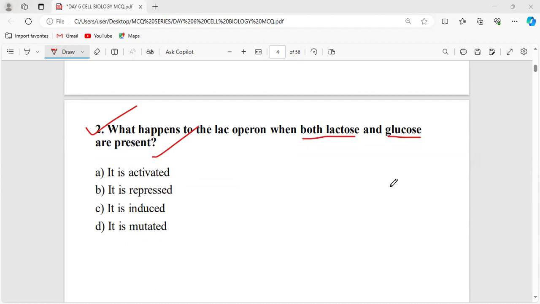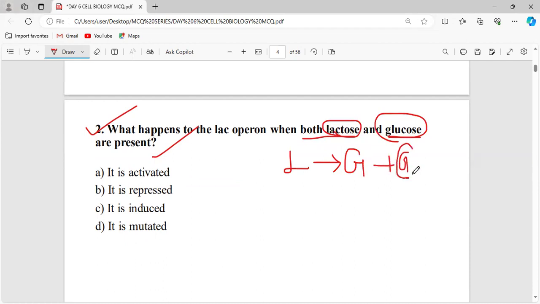See, glucose is a basic monosaccharide. We know that. And lactose is a disaccharide, and lactose has to be broken down into galactose and glucose. Only then will the glucose be taken by the bacteria. If glucose is already present in the medium, what would the bacteria prefer? Obviously, this glucose will be taken by the bacteria. They don't want to metabolize this lactose.